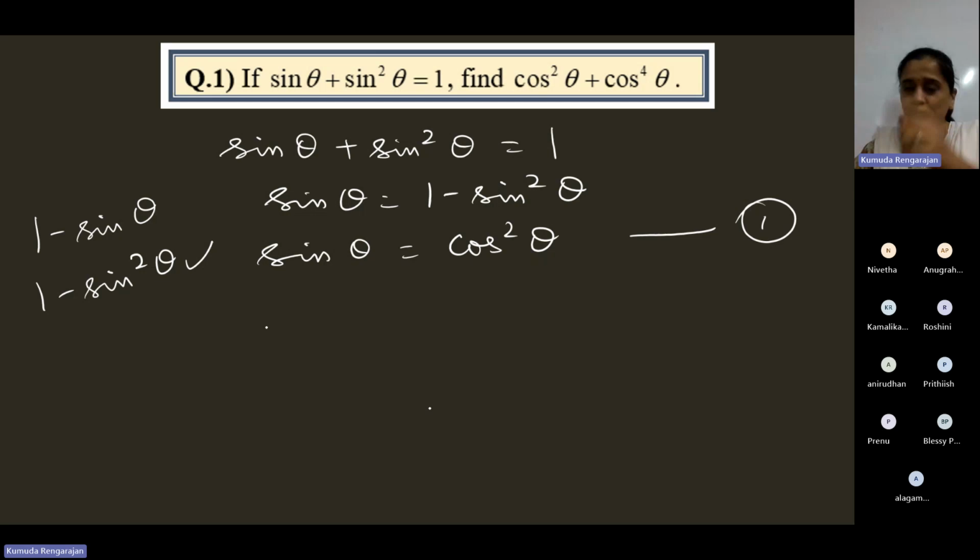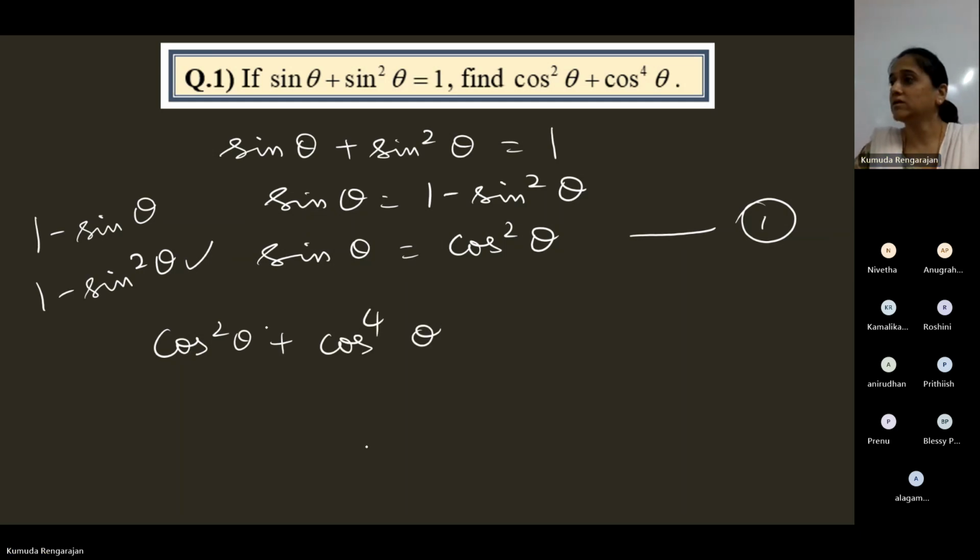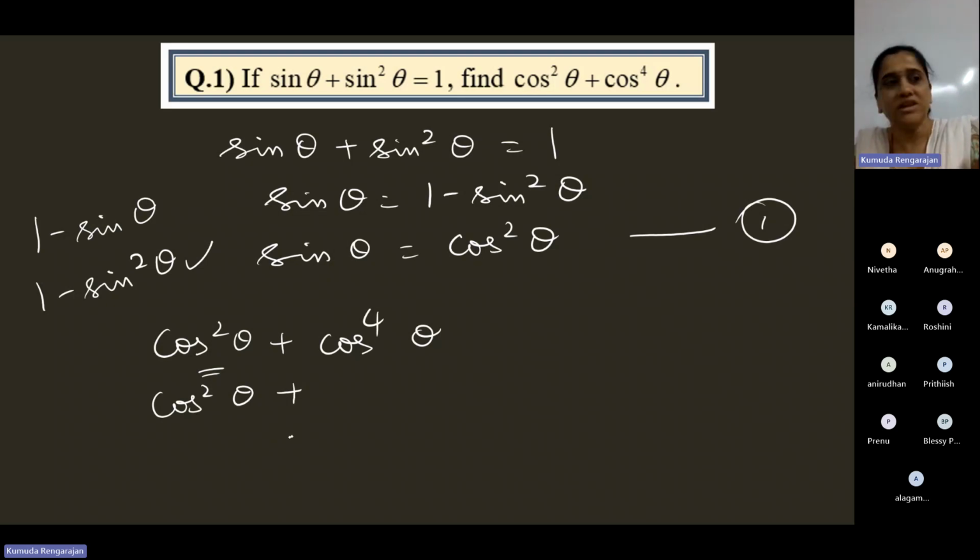Now, we have to find cos square theta plus cos theta to the power 4, right? Now, cos square theta is good in the sense we have the identity sine square theta plus cos square theta is 1. So the power 2 is fine actually. This power 4 will not be useful for us. So we'll write cos square theta as it is, because all the trigonometric identities have power 2.